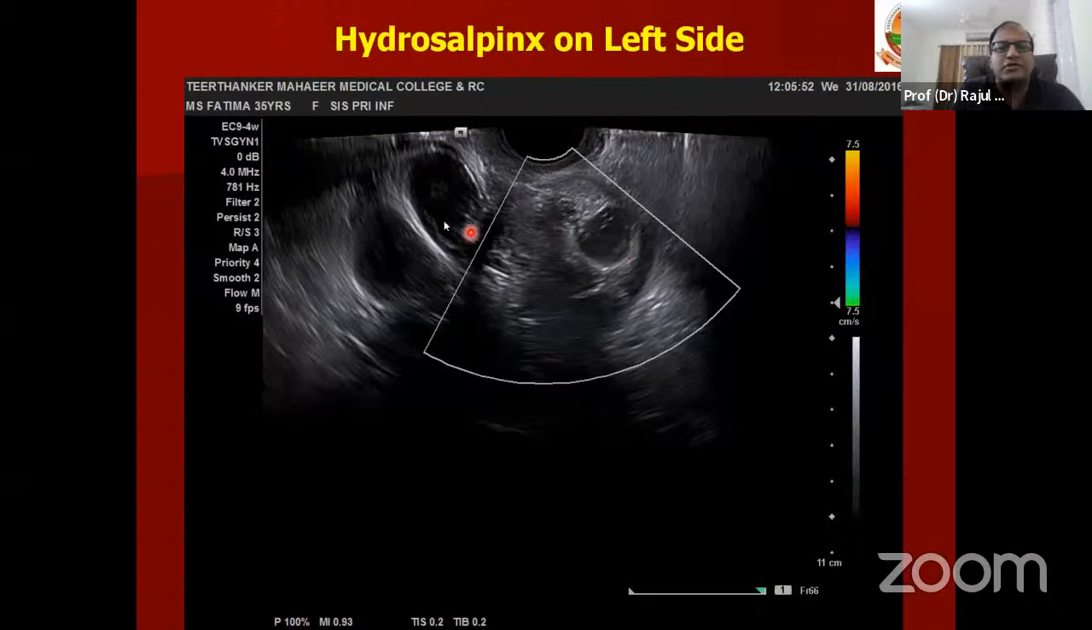So this is another case where there was a hydrosalpinx. There were a lot of mobile echoes, but once we injected the saline, we could not see any spill around the ovary. At times the tubes are also dilated, and we can see a small sprinkle of colors. This can be because of peritubal adhesions causing partial obstruction, and it may be because of partially patent tubes as well.